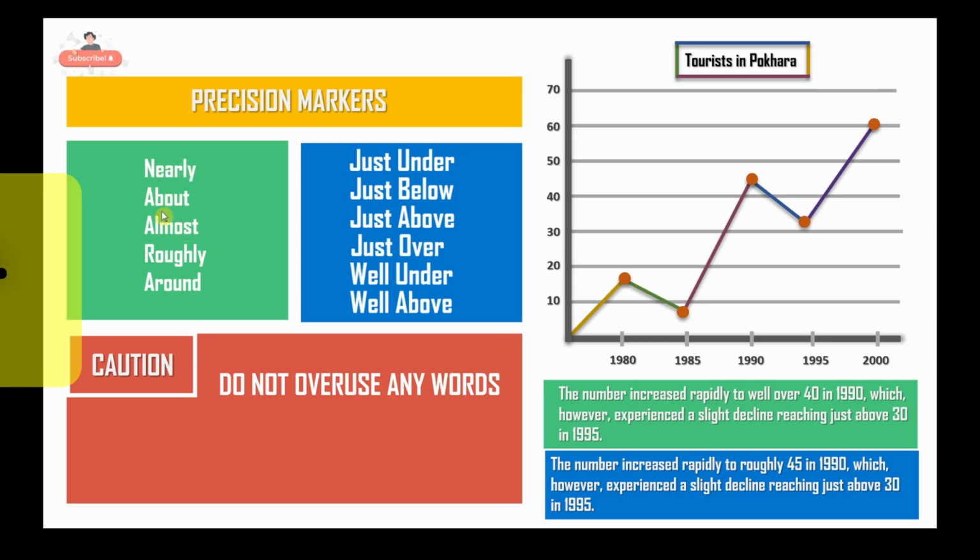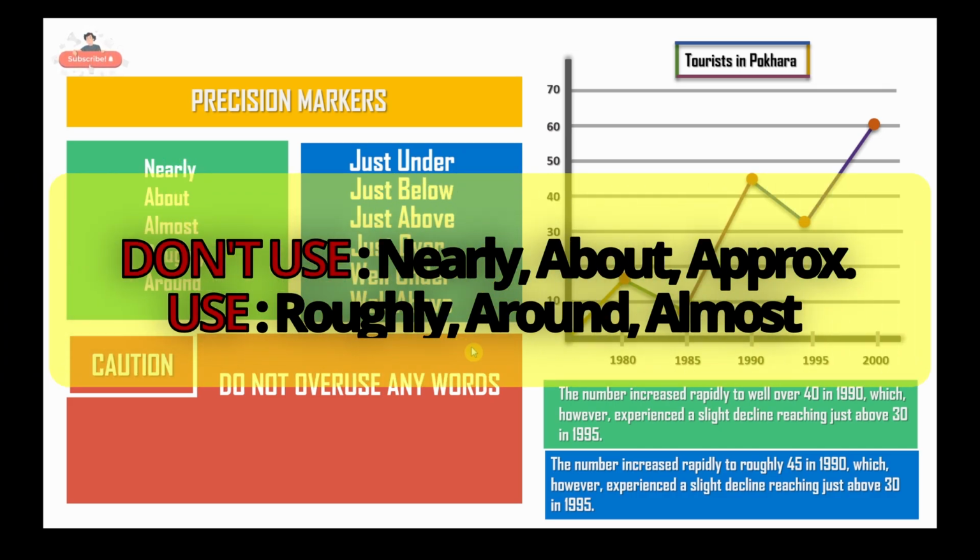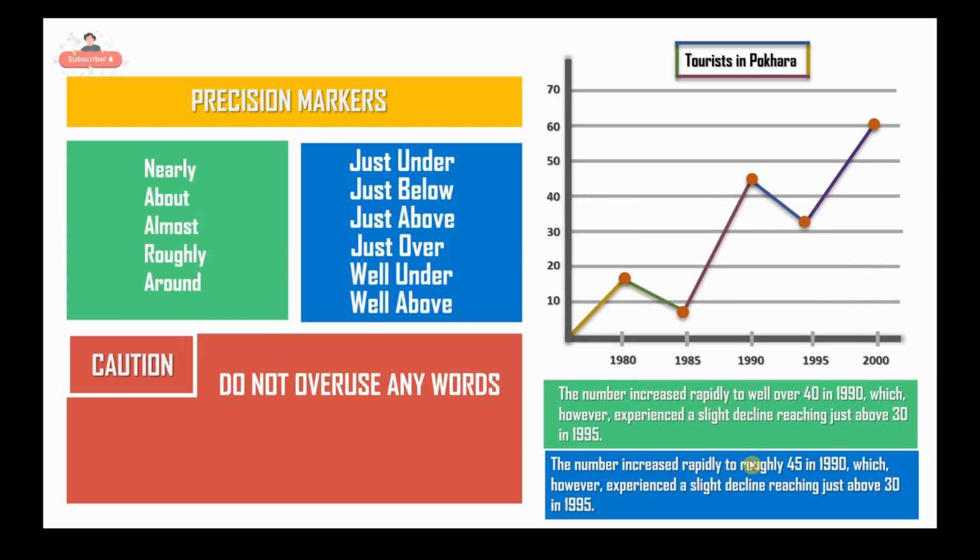These are cliches, that means overused words. More than 90% of students use these words, so these are frequently used. So the rule number 2 is to not overuse any words. I hope you understood the difference between this sentence and this sentence.